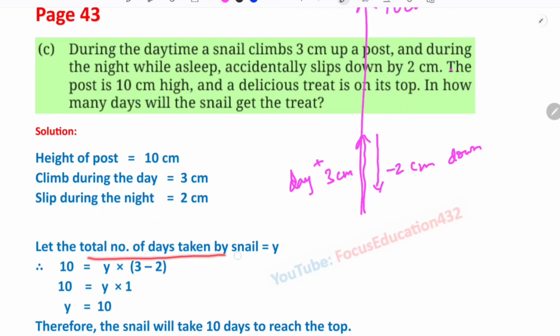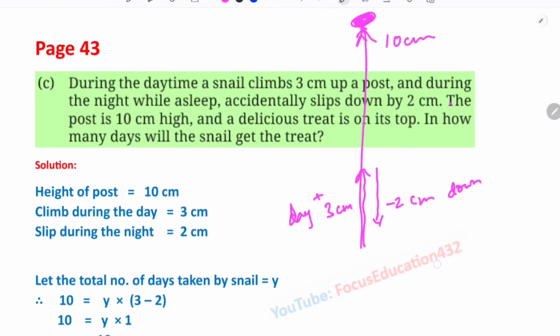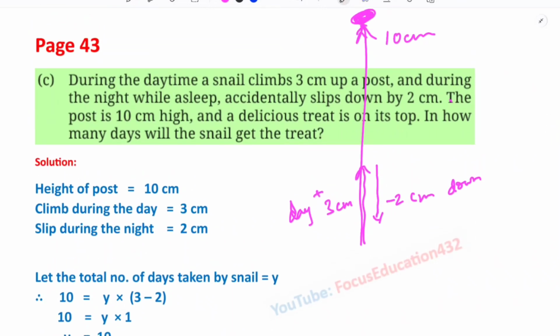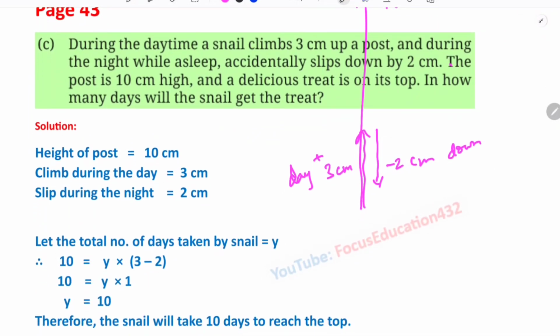Let the total number of days taken by the snail be y. We don't know how many days the snail has taken to reach the top of the post, so let that be some x or y, whatever you want you can write. So let the total number of days be y. The height of the post is how much? 10. Here I am writing the height of the post, 10, is equal to number of days, and per day how much is it climbing? Per day 3 minus 2.